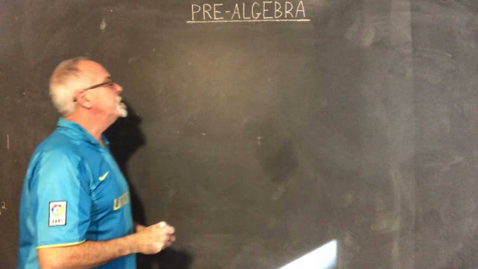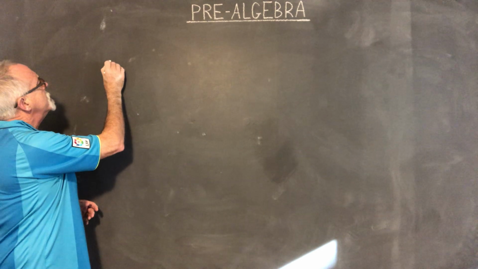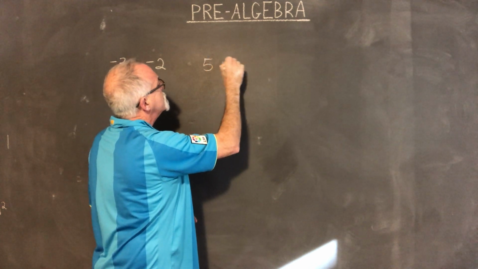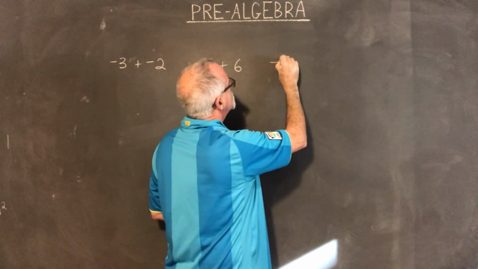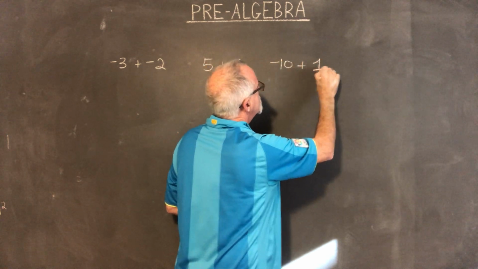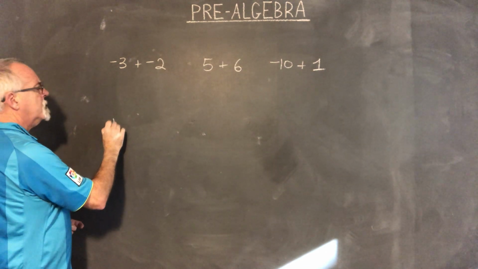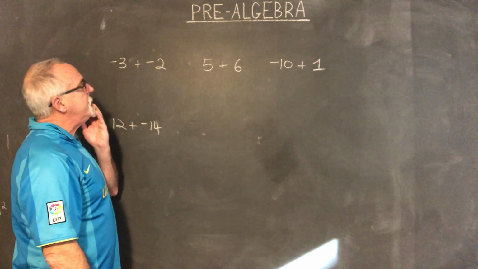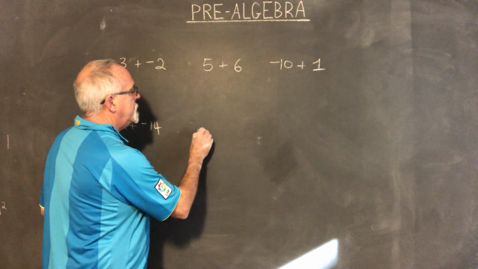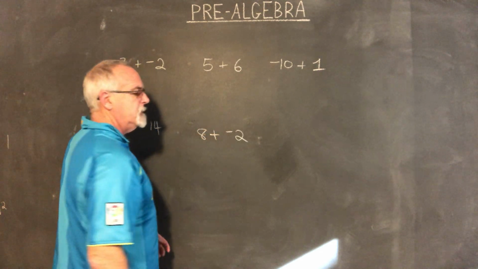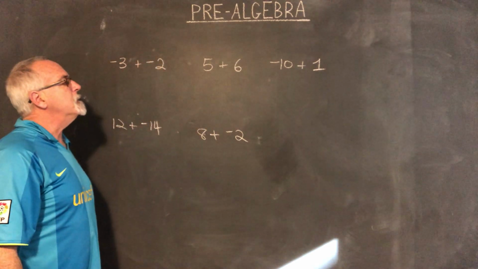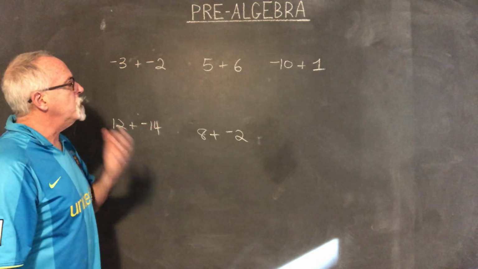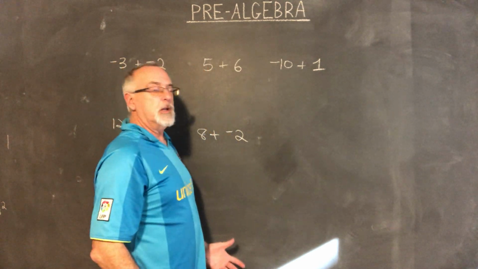Okay, how about, and I'm sort of randomly choosing numbers, -3 plus -2, how about 5 plus 6, how about -10 plus 1, how about 12 plus -14, numbers are getting bigger, but the rules still work. How about 8 plus -2? I may even be using some examples I already used because I already forget some of the ones that I've used. But I may have room for 6, so I'm going to do one more. How about, let's do a challenger one.